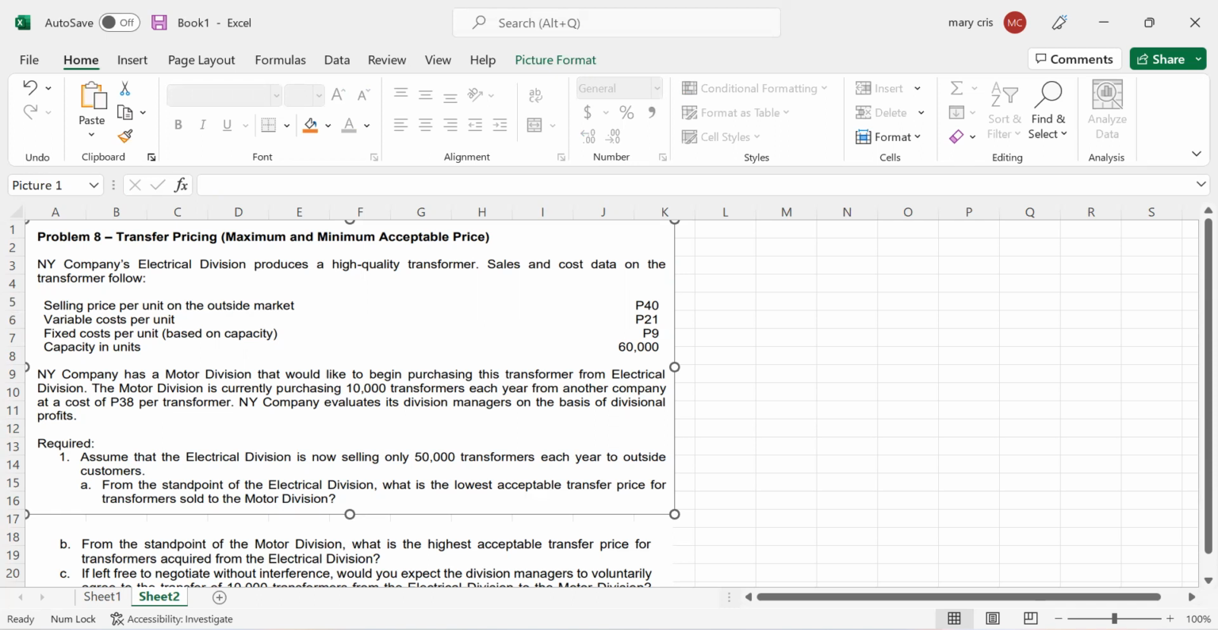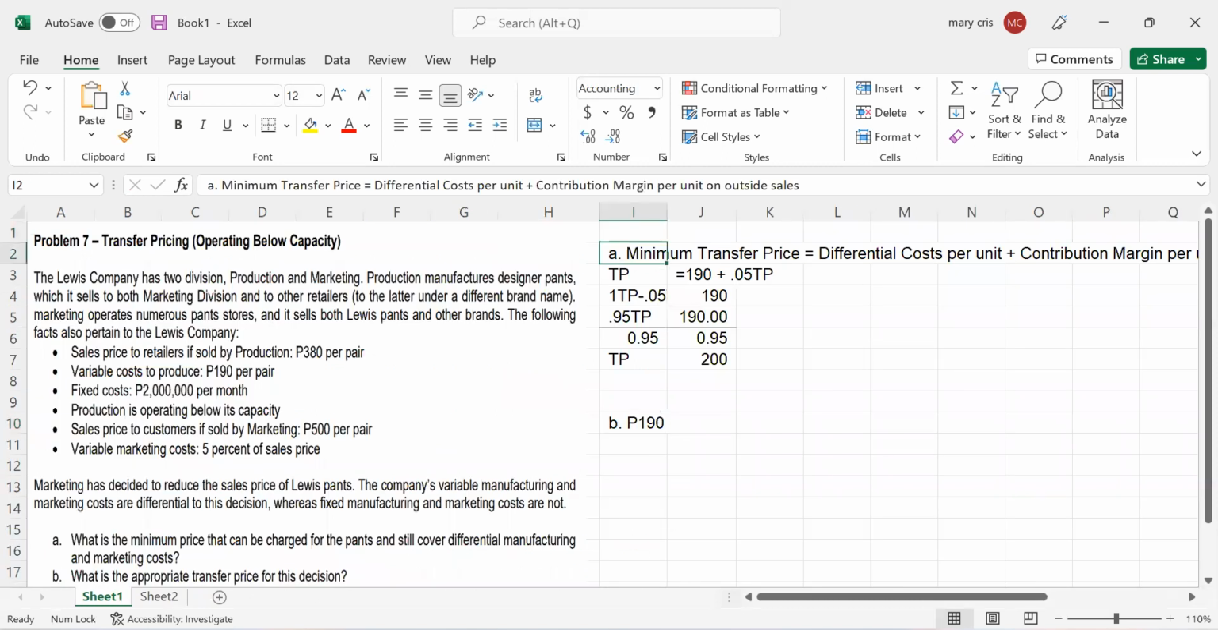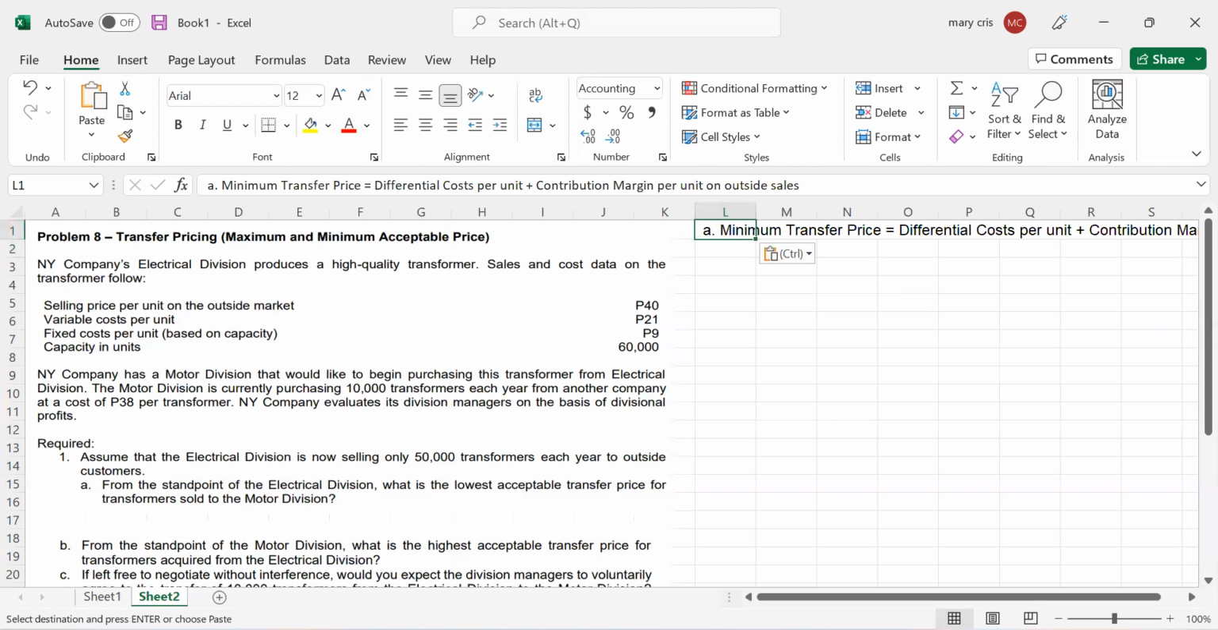So letter A daw. So yung question niya, from the standpoint of the electrical division, nag-produce nung transformer. So the point of view of the seller, itong si electrical division, what is the lowest acceptable transfer price for transformer sold to the motor division? So it's asking again for the minimum transfer price. So as what we have mentioned again, ito yung formula natin. The minimum transfer price is just equivalent to the differential cost per unit plus the contribution margin of lost units, no? Lost units from outside sales.